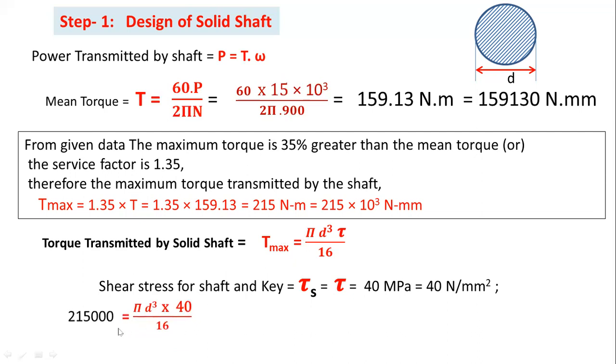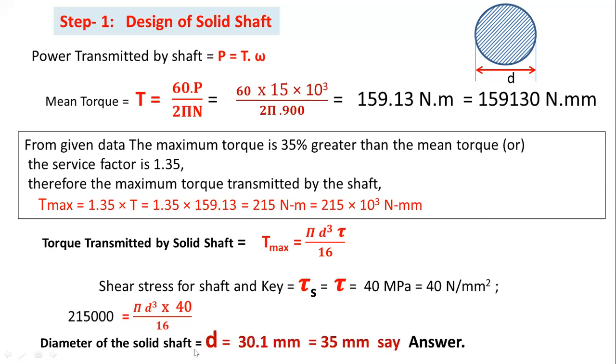So from this equation, 215,000 equal to pi d cube by 16 into 40. So the suitable diameter of the shaft is 30.1 mm, d equal to 30.1 mm. This is the required diameter, but the standard size is 35 mm. The available standard sizes of shaft are 30 mm, 35 mm, 40 mm. So you have to consider this standard size 35 mm. 35 mm is the suitable diameter of the shaft.